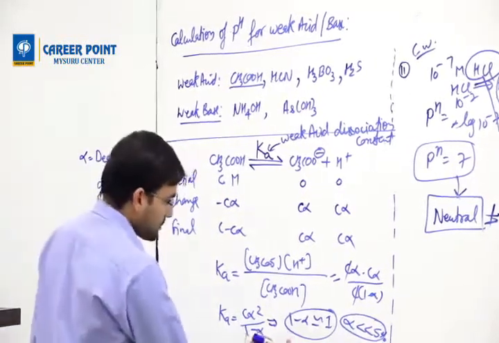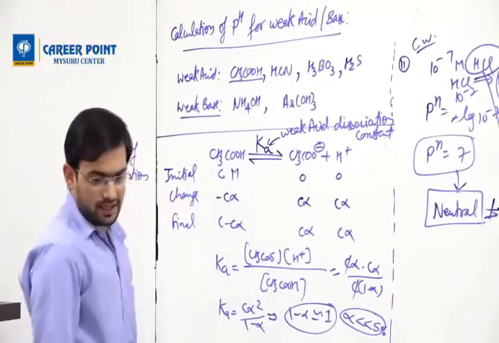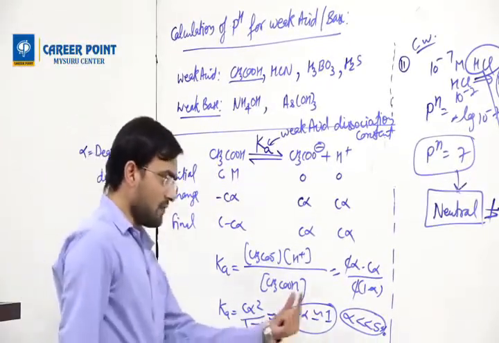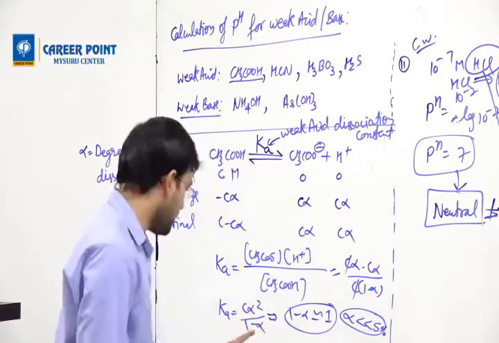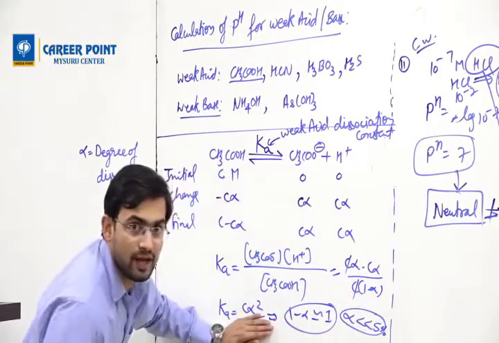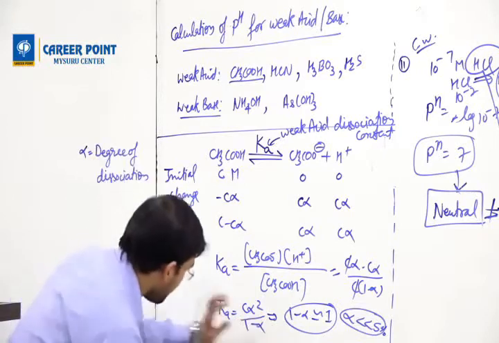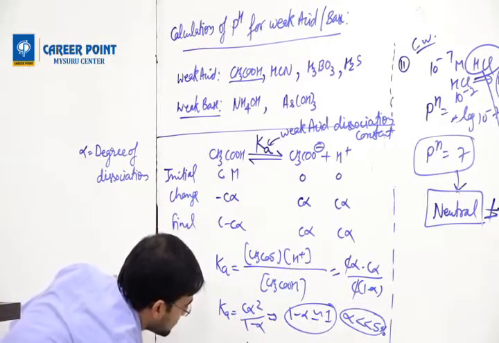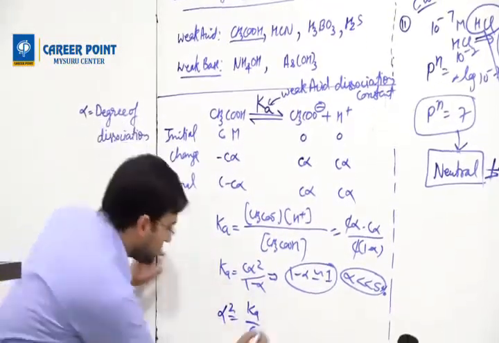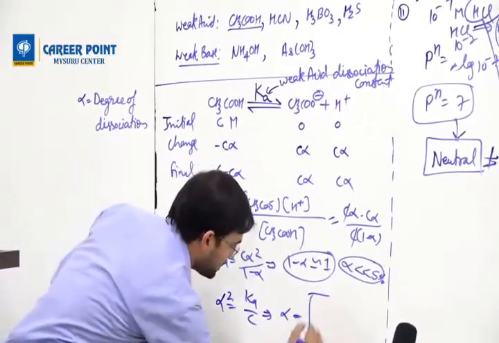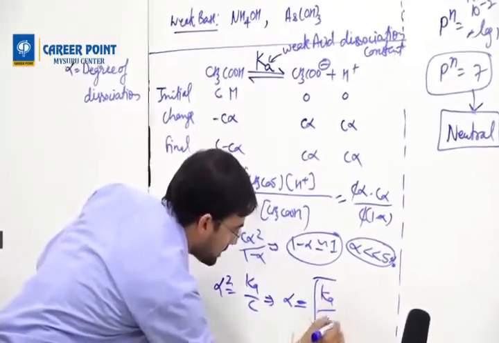Okay. So alpha is less than 5%. Now what happens is if alpha is less than 5%, then 1 minus alpha is equal to 1. So this is 1. If this is 1, then C will go to the denominator as K. Then alpha square could be written as K by C. Then alpha could be written as under root of K by C.